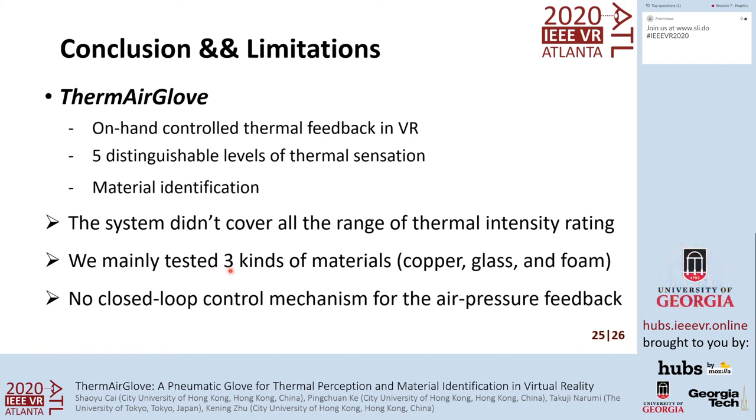In addition, we mainly tested three kinds of materials: copper, glass, and foam. This is because we follow the real material discrimination experiment, as they are largely different from each other in terms of thermal properties. In the future, we want to test more kinds of materials for discrimination in virtual environments. And lastly, our system mainly focuses on controlling the pneumatic thermal signals, but there's no closed-loop control mechanism for the air pressure feedback. Actually, it is challenging to combine concurrent controlled force and thermal feedback in a single system. So, in the future, we want to explore how to generate controlled force feedback based on the current thermal air glove system.